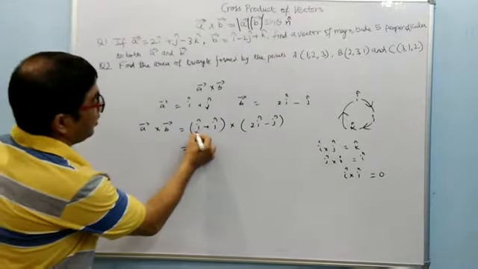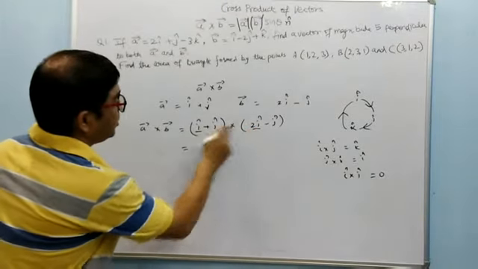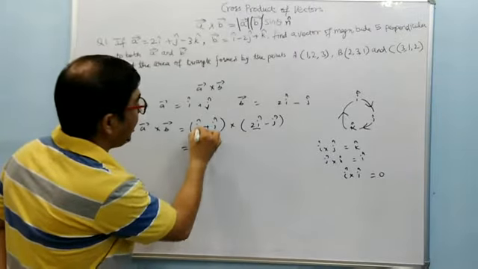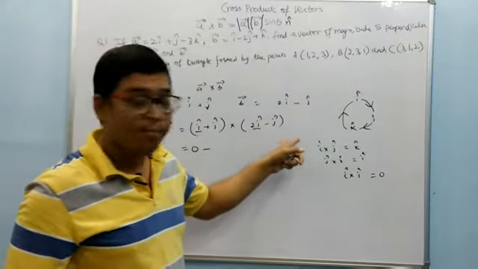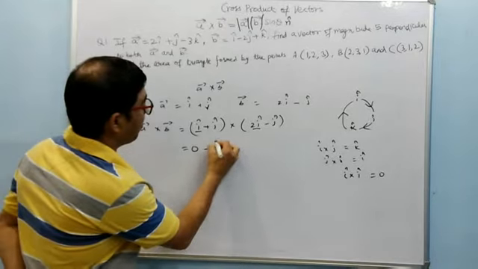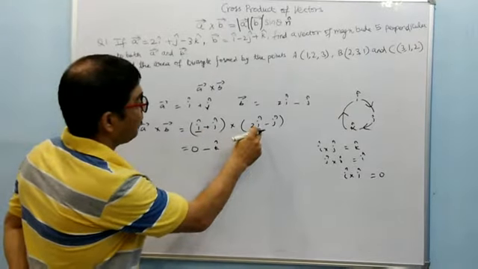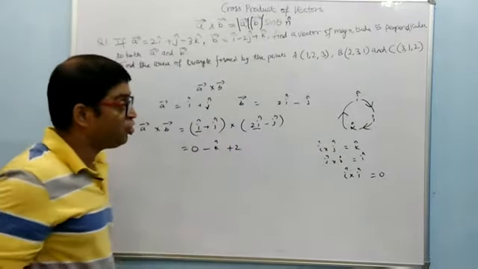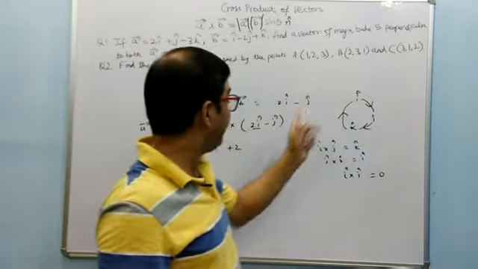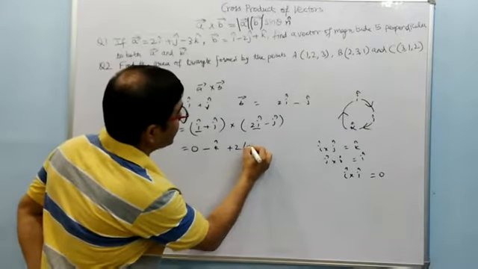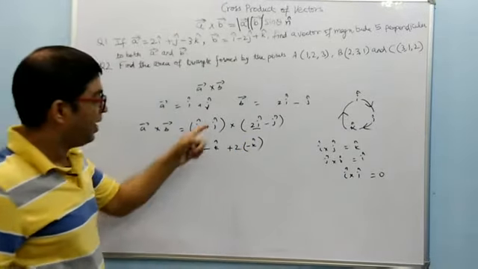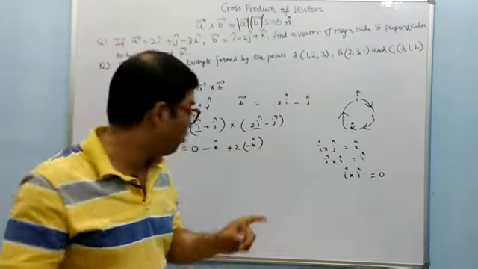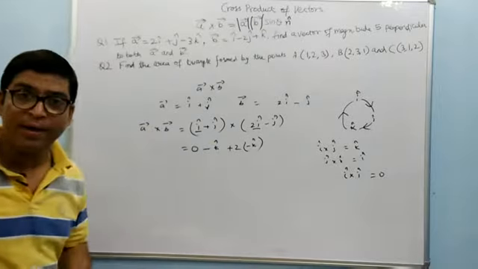If I multiply this to this, it is 0. This to this, i cap cross j cap, is going to give you k cap. j cap to i cap, in reverse order, so minus k cap, and j cap to j cap is going to give you 0. So in this way you can multiply.